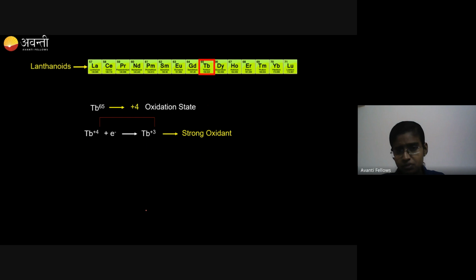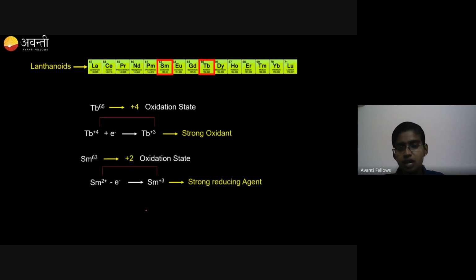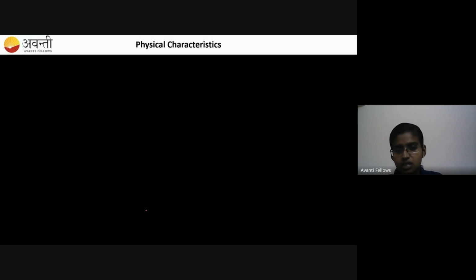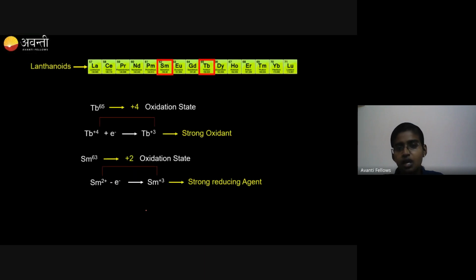Coming to terbium. Terbium +4 is the most stable oxidation state, and it gains an electron and acts as a strong oxidizing agent. Samarium exists in +2 and it loses one of its electrons and turns to +3 by acting as a reducing agent. And these are the oxidizing and reducing properties of the lanthanoids. Clear? Any doubt?